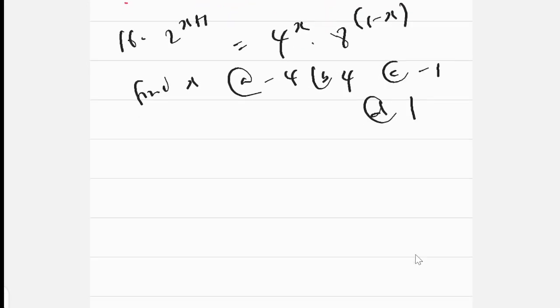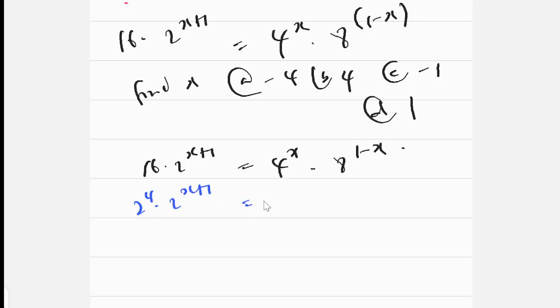This is also an indices, like I've said the other time, indicial equation. You know, you have 16.2x plus 1 is equal to 4 raised by x dot 8 minus x, right? Then I can rewrite this. This is the same thing as 2 raised power 4 multiplied by 2x plus 1. Then 4 is the same thing as 2 raised power 2. Just ensure they are having the same base. Then multiply by 8 here, that's 2 raised power 3, everything raised by 1 over x. And this one will now be done.